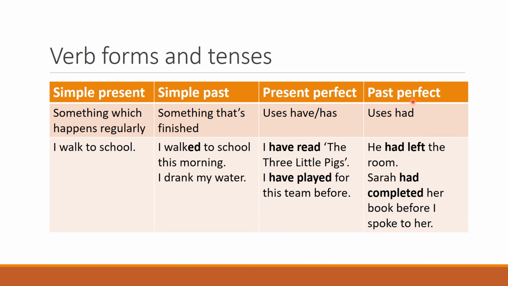Then we have the past perfect, and this uses had. So for example, he had left the room. Sarah had completed her book before I spoke to her. So here we've got had left and had completed. So you've got had before your past tense verb. And again, the past perfect tense describes a completed activity in the past.